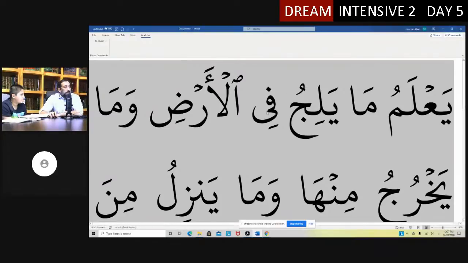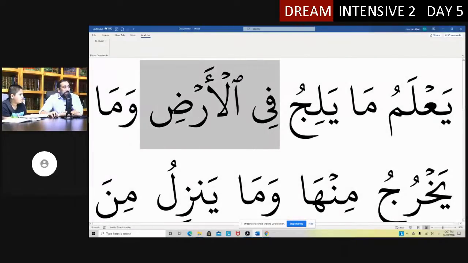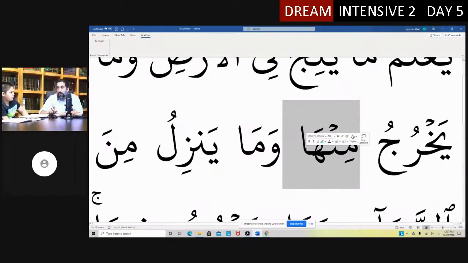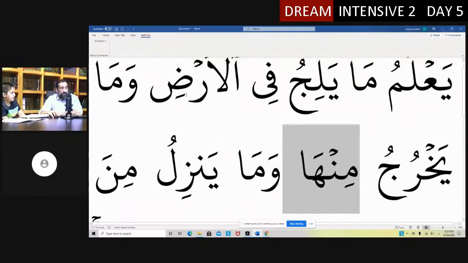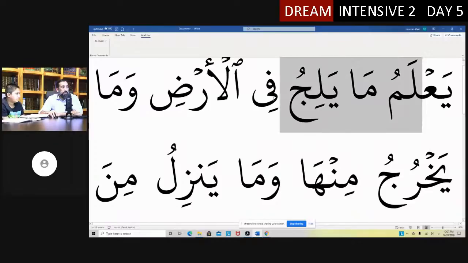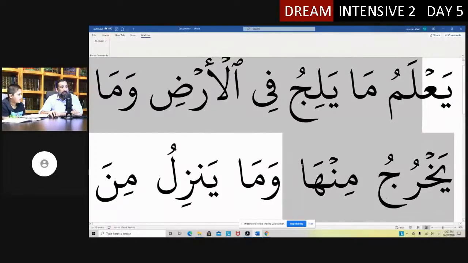Here, you know some Arabic. فِي الْأَرْضِ is a jar majroor. Fi is a harf of jar, al-ardi became jar. Minha is a jar majroor: min, and the ha comes from hiya, which means she. The she is the earth because the earth is feminine according to the Arabs. So far, the ayah means He knows what goes into the earth and what comes out from it.